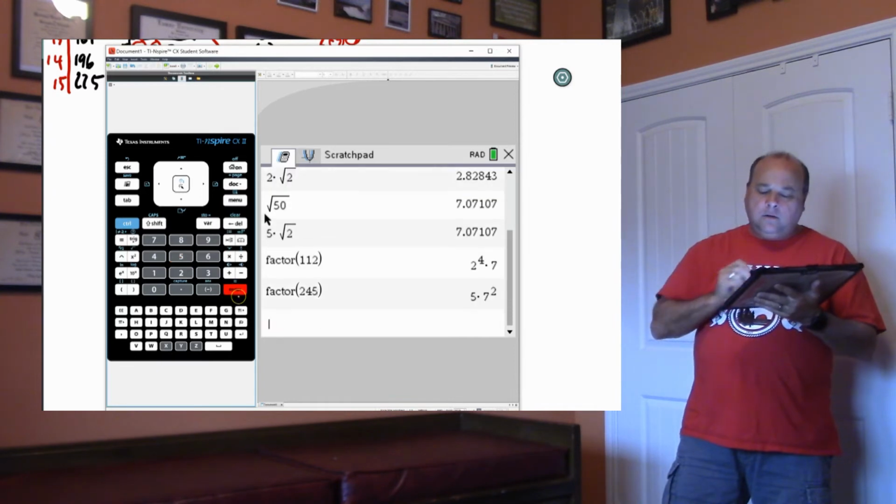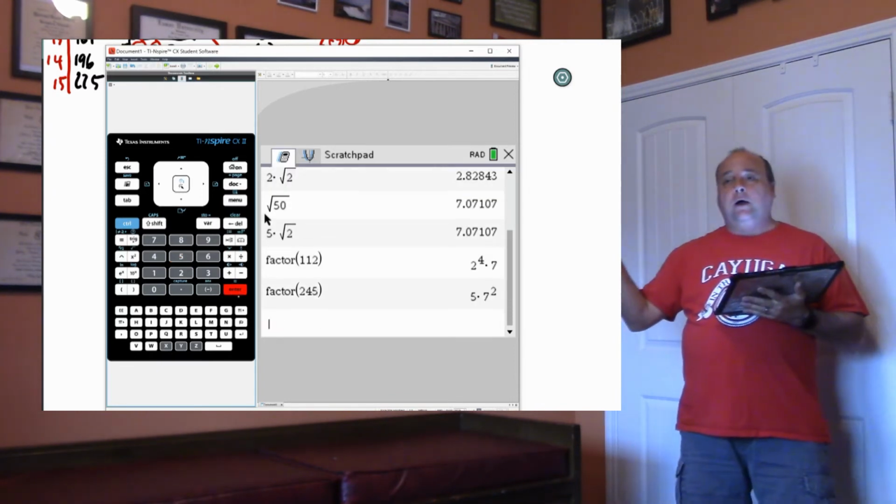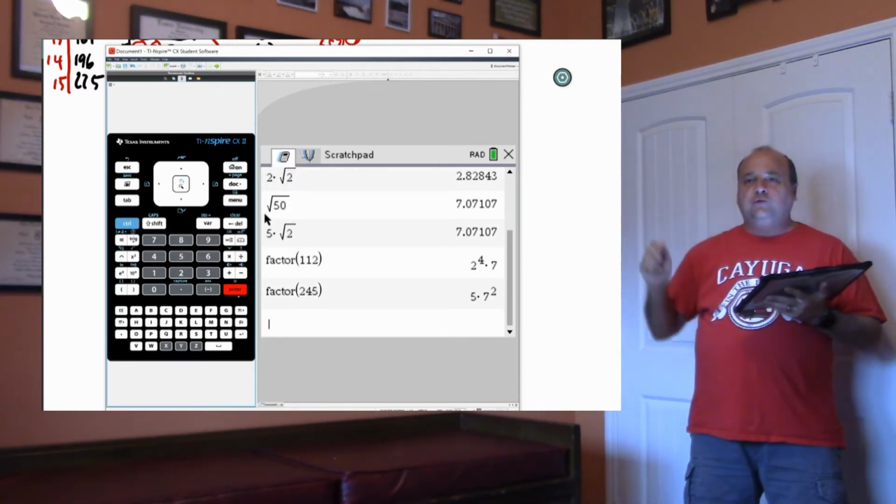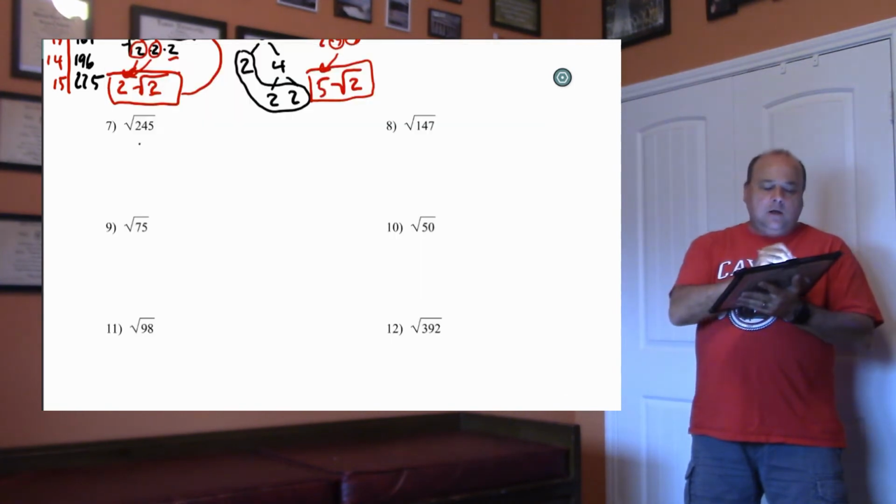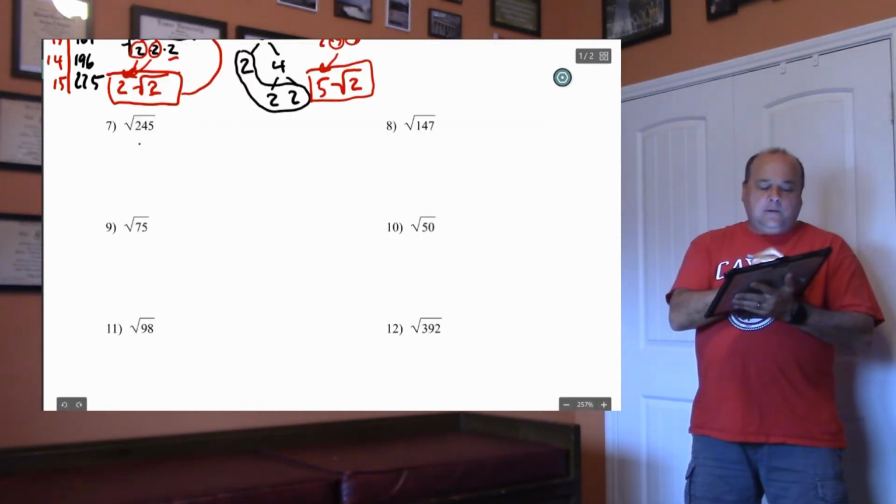Then hit enter, and it's 5 times 7 squared. So I'm going to write down 1 5 and 2 7s, right? So let's go back to here. Under 245, I'm going to write down 1 5 and 2 7s.